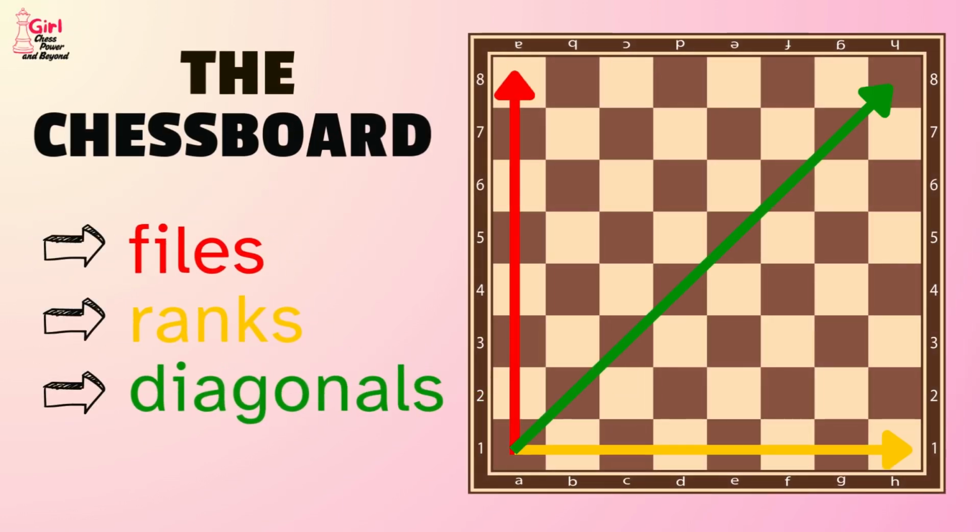Now, just like in maps, the chessboard also has its own directions. We have three possible directions. We have the files, seen here as the red arrow. We have the ranks, which is the yellow arrow. And then we have the diagonals, which is the green arrow.